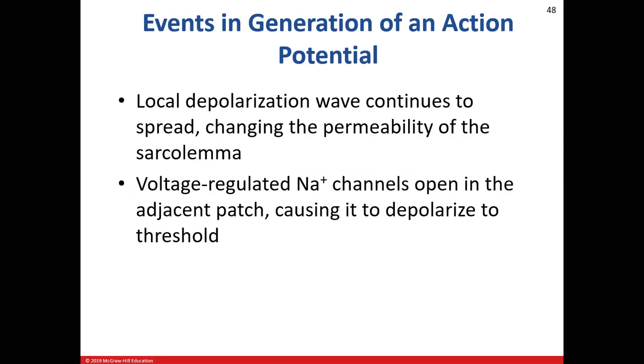So then what happens is this local depolarization wave continues to spread, and it changes the permeability of the sarcolemma by, again, allowing more and more sodium to flood into the cell. The voltage-regulated sodium channels open in adjacent patches, causing the next area of the cell to depolarize to threshold. And this continues all the way down the entire sarcolemma.